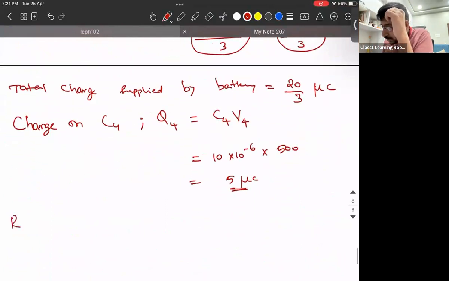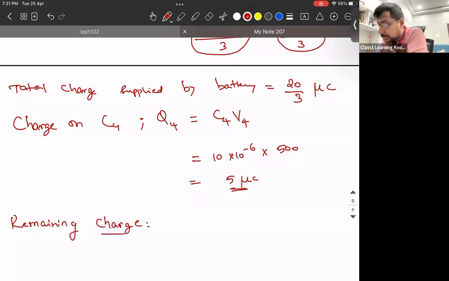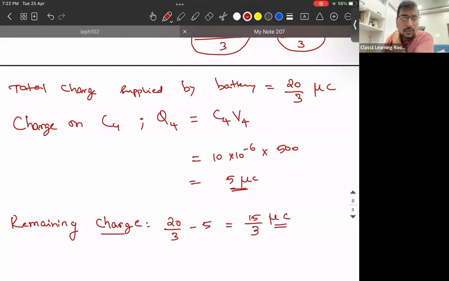So how much will be the remaining charge? It is nothing but 20 by 3 minus 5. It is going to be 15 by 3 microcoulomb. Not 15 by 3, sorry, 5 by 3. It is going to be 5 by 3 microcoulomb.